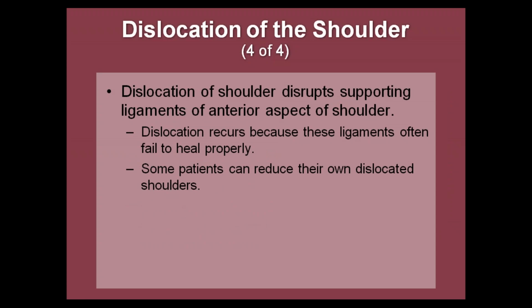Dislocation of the shoulder disrupts the supporting ligaments of the anterior aspect of the shoulder. So dislocation recurs because these ligaments often fail to heal properly. Some patients can reduce their own dislocated shoulders.